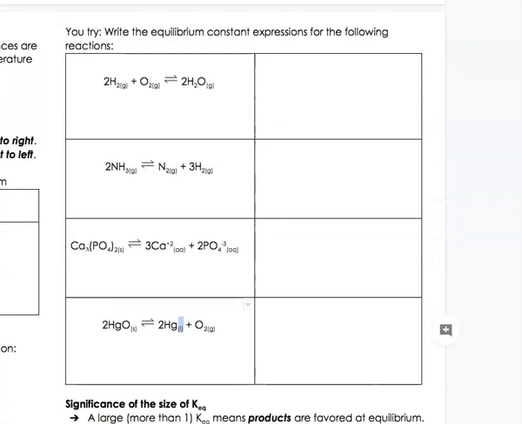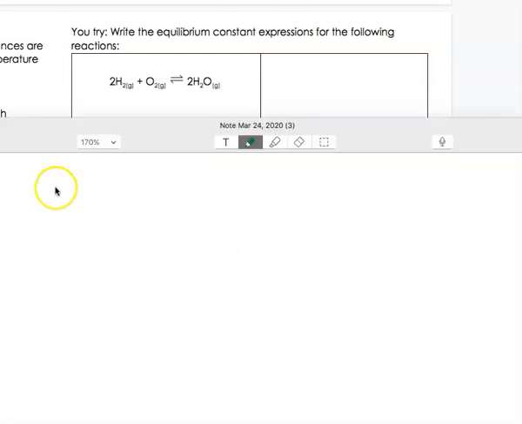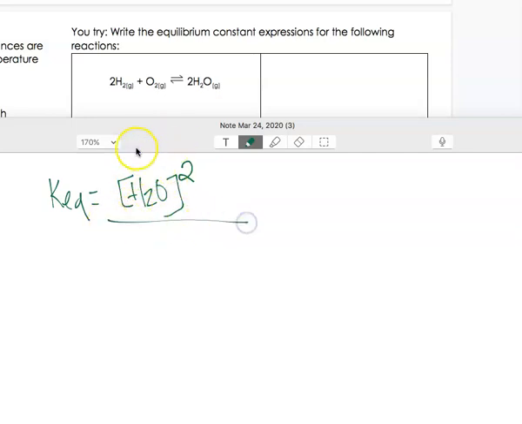So I'm going to do the first one. If you want to try it out, go for it. Press pause. So here we go. K eq is equal to the concentration of our product, which is water, right? It's a gas, it's a vapor. And there's a 2 in the front. Do you guys see a 2 there? So we're going to raise this concentration to the power of 2. And that is all our product. So now we could divide.